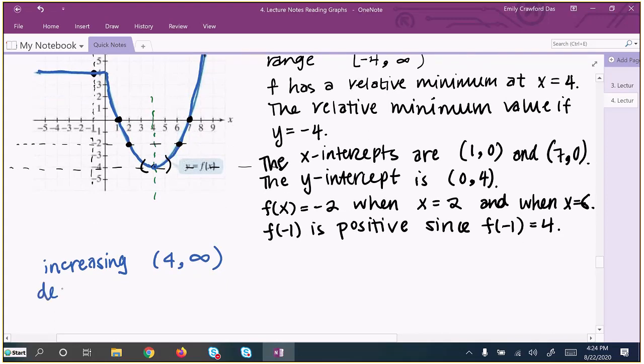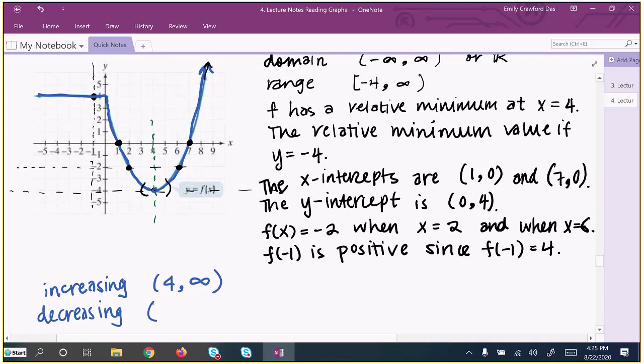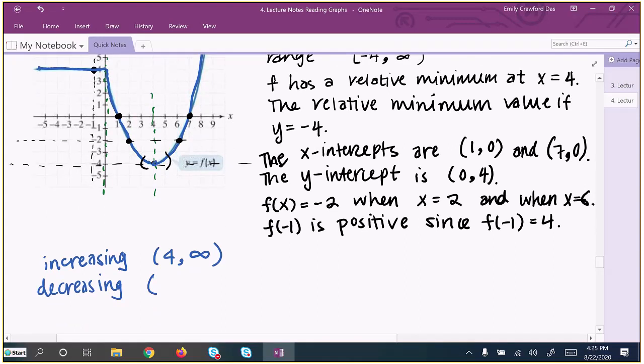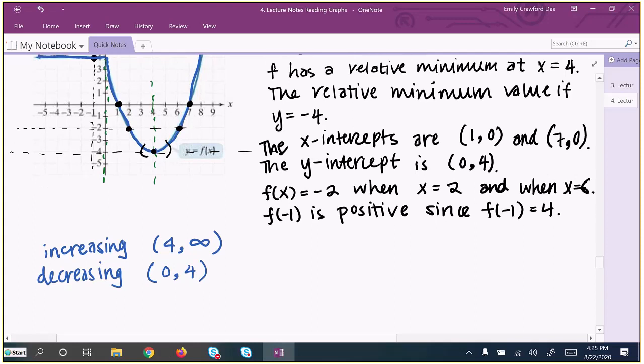So what about decreasing? I do the same thing. I move from left to right, and I see over which interval the function values are decreasing, and it looks like it's between the y-axis and x equals 4. So that would be from x equals 0 to x equals 4. The function is decreasing. And then finally, where is the function constant?